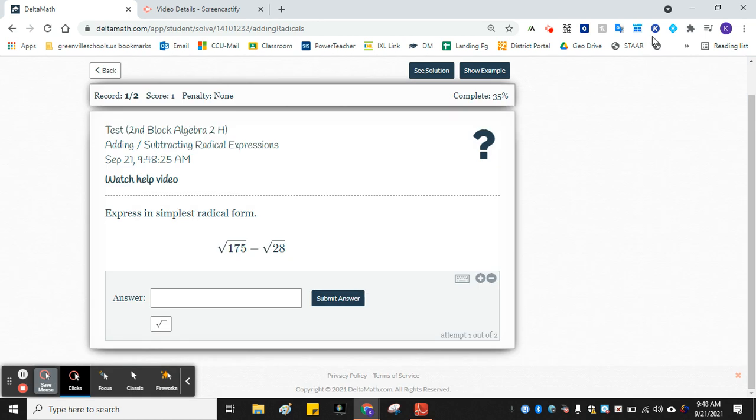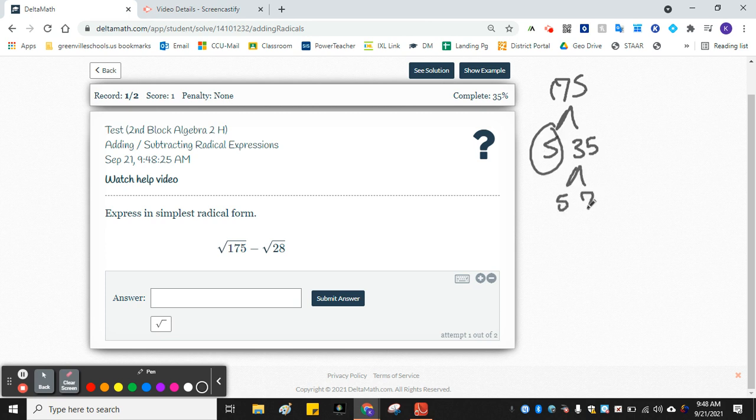All right, this one, they both have to be simplified. 175 and 28 are not prime, so let's break those down. Ends in a 5. 3. 15, 35. Again, it ends in a 5. 5 and 7. 28. 2 and 15. 2 and 7.